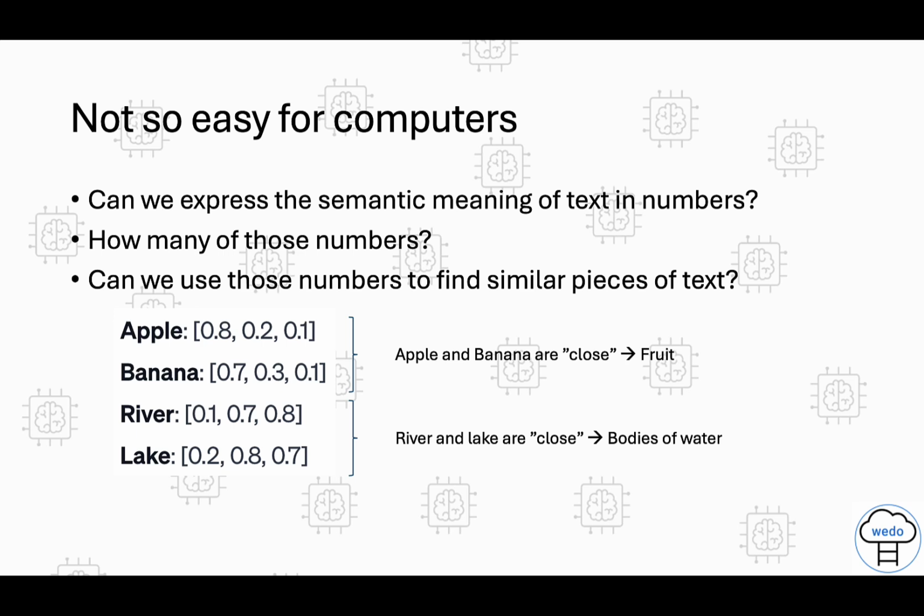Now, we're going to use indeed a series of numbers. We call them vectors. And if you look at, for example, the example vectors for apple and banana, as a human, we can see these numbers are somewhat closer together. This might indicate that these are similar things. And yeah, for us, we know that's fruit. River and lake, we can see, is further away from the numbers of apple and banana, but on their own, they're kind of close together. Yeah, we know, of course, that they are bodies of water.